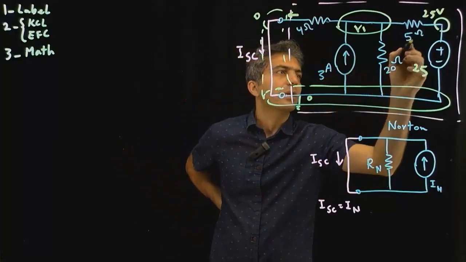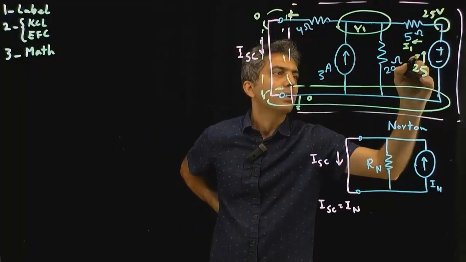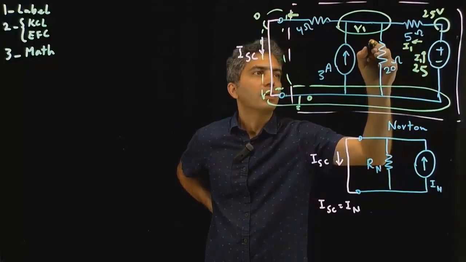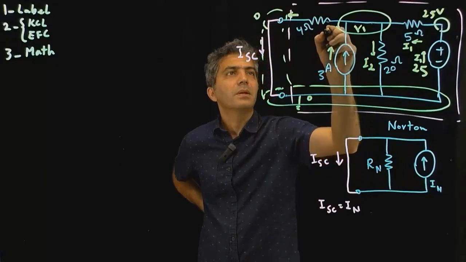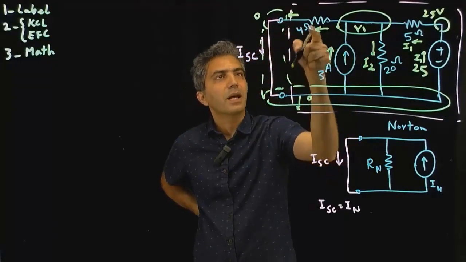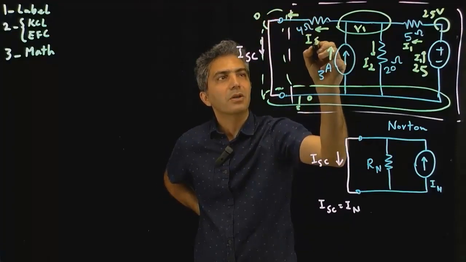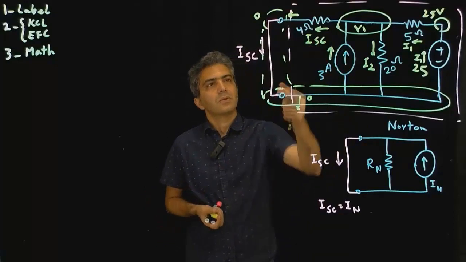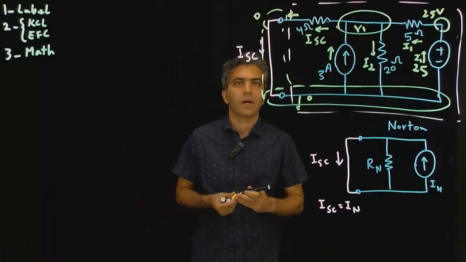Now, that's 3. I'm going to call this I1. That would also be I1, by KCL for that node. This I'm going to call I2. This is 3 amps. And the KCL for this node tells you that the current going in and this current are the same, so that's your I short circuit. So it's the same I short circuit that passes through the 4 amp, right?